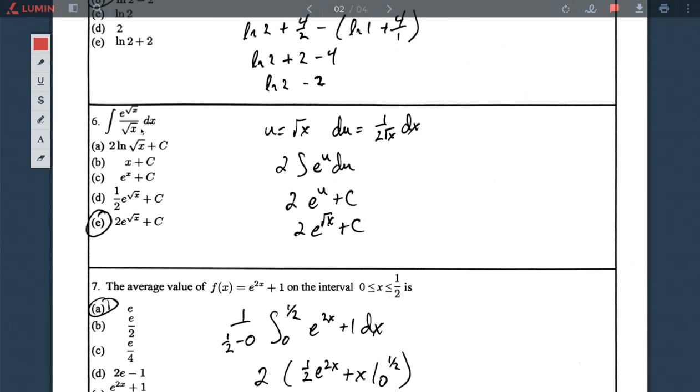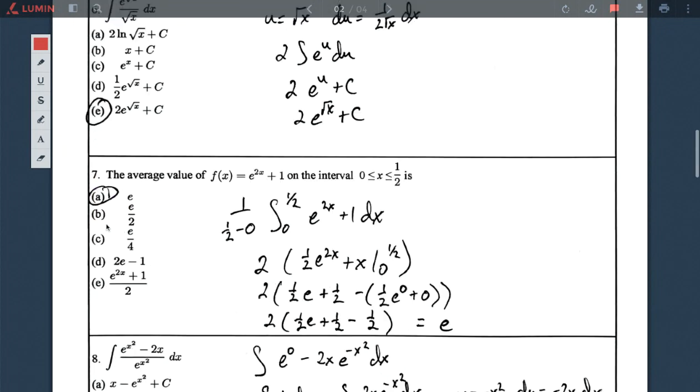6, we've got an e. We've only got one e, so that means its exponent has to be the square root of x. Derivative of the square root of x is 1 over 2 square root of x. I do not have a 2 in the denominator, so that means I need a 2 out front. So 2 times the integral of e to the u du. If I integrate e to the u, I get e to the u, plus c, put my u back in, 2e to the square root of x plus c.